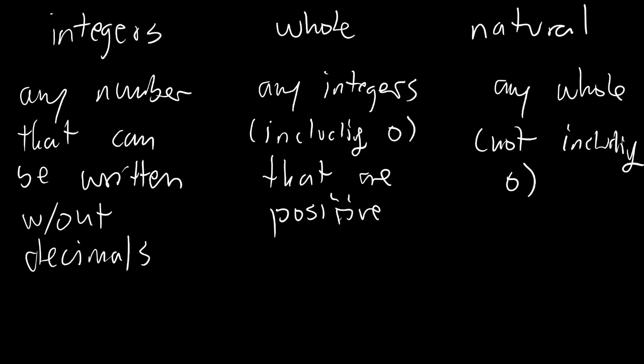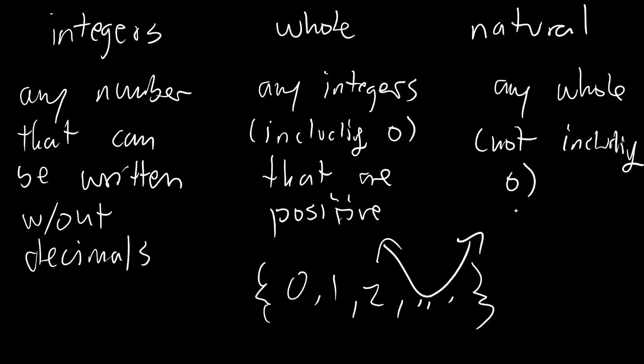Natural numbers are basically whole numbers, but 0 is not a natural number. So the only thing distinguishing these two is whether or not 0 is part of them. Basically, all numbers that are natural are also whole, except 0. So all whole numbers are natural numbers except 0. The set of whole numbers is 0, 1, 2, and so on.